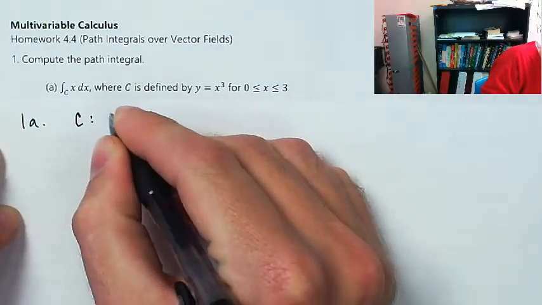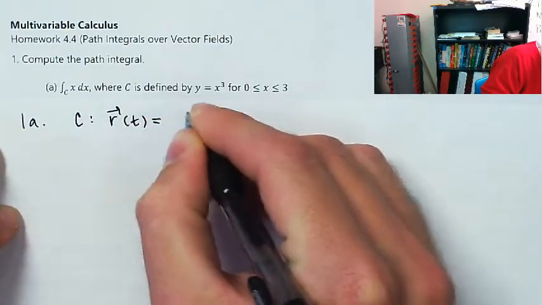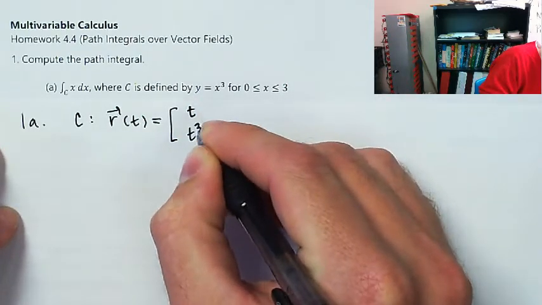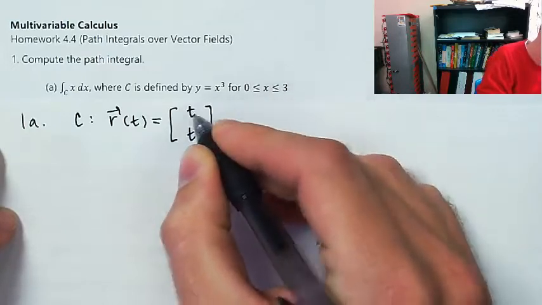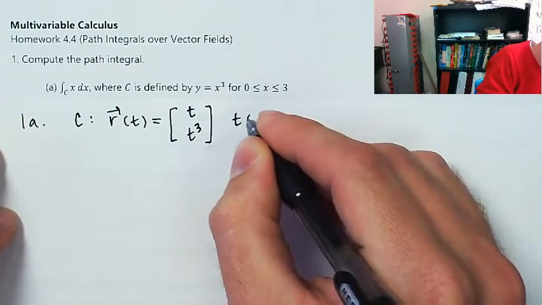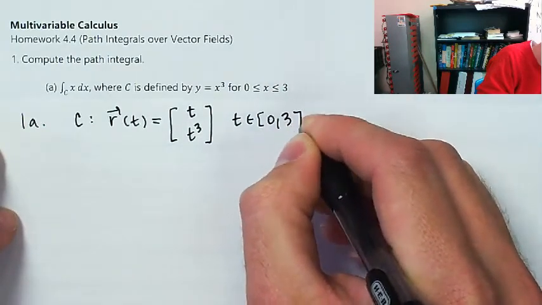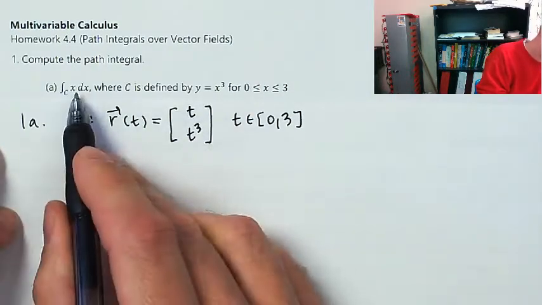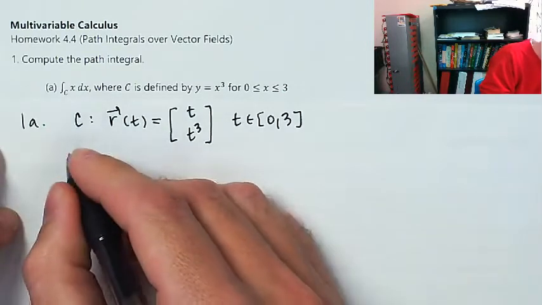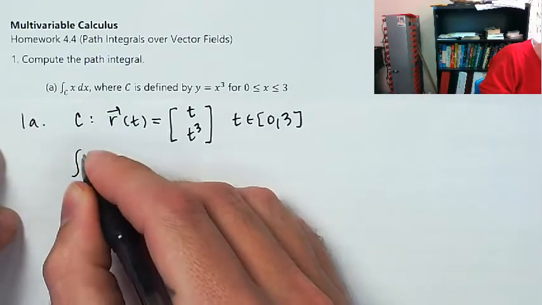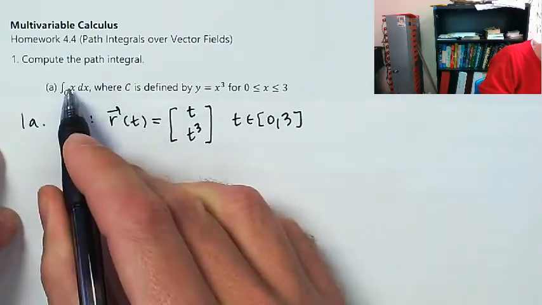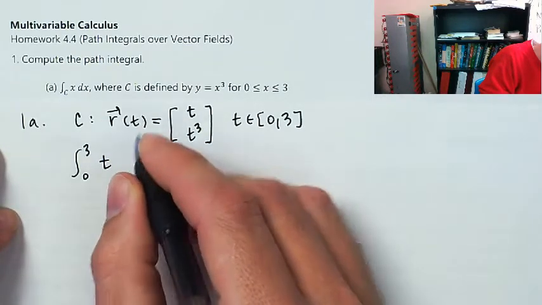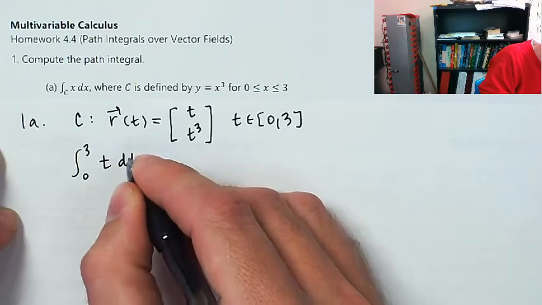C is going to be given by r of t, where y equals x to the 3. I'll just let x be t and y be t to the 3. If x is going 0 to 3, then t should be going 0 to 3 as well. Okay. Let's see, x is t, dx is dt. So this is going to become the integral from t equals 0 to t equals 3 of x is t, dx is dt.